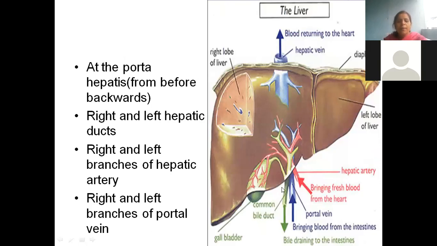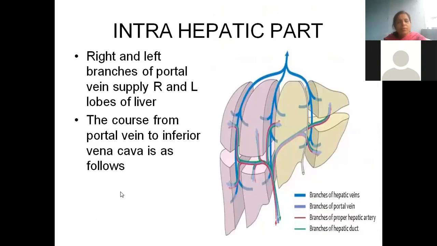So this is porta hepatis area, which we see on the inferior aspect of the liver, where we have VAD structures. What are those? VAD. V is portal vein, A is hepatic artery, and D is bile duct. VAD structures we see in the porta hepatis. Okay. The intrahepatic part. Intrahepatic means now it has successfully entered inside the liver. It is dividing into right branch and left branch.